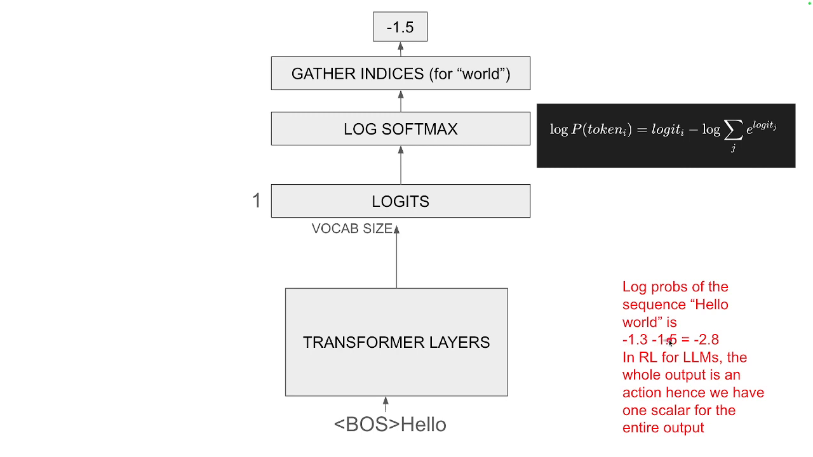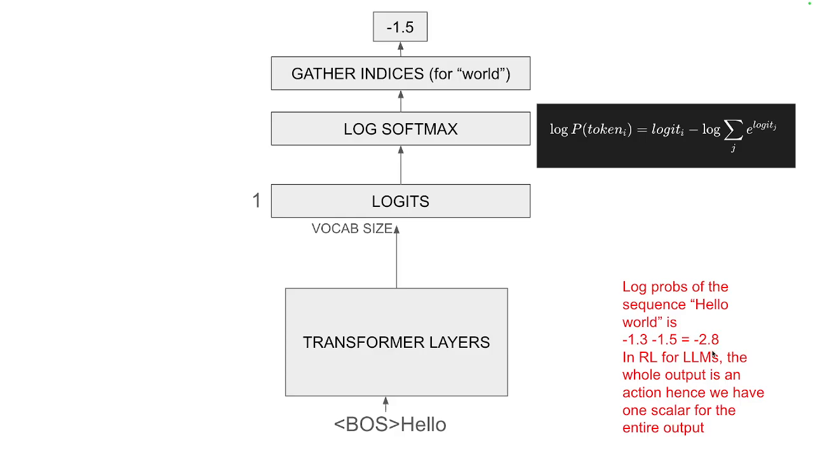Now for the entire sequence of hello world, you got minus 1.3 for hello, and for world given hello, you got minus 1.5. So the total log prob, the sum, is minus 2.8. This is the summation of your log probs for the entire sequence.